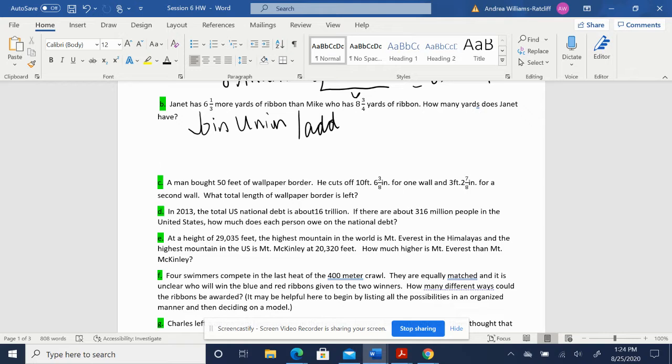Now, why did we choose it? We are combining 2 quantities. We're combining Janet's yards, sorry, not units, Janet's yards plus Mike's yards. Okay, we wanted to calculate this. We've got 6 1/3 and 8 3/4.